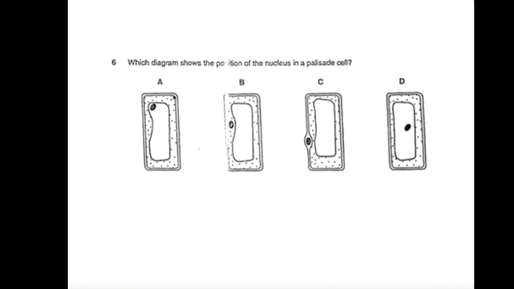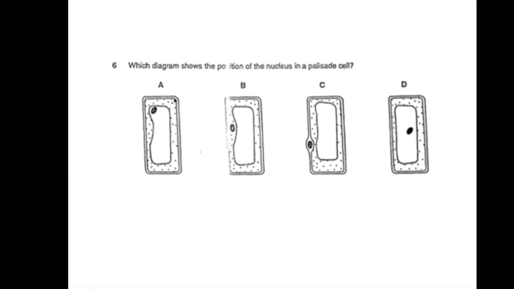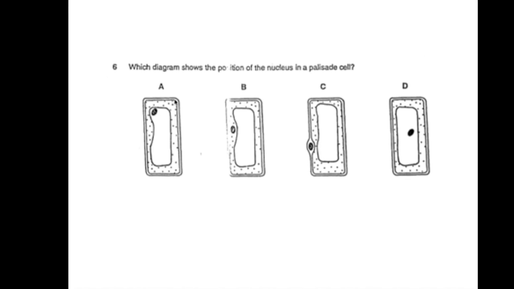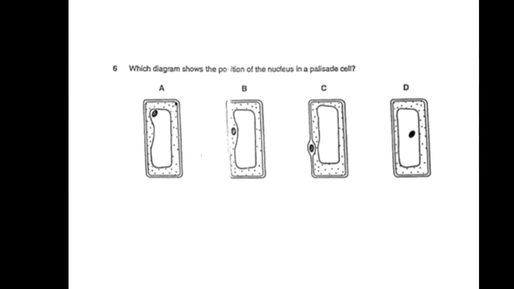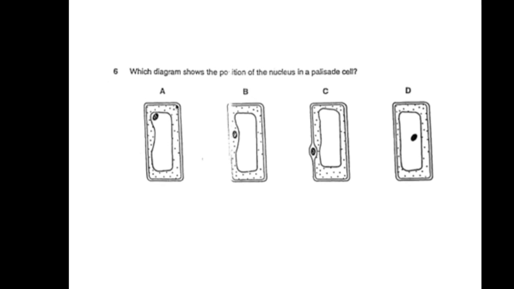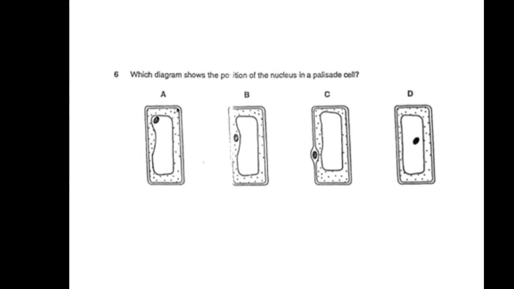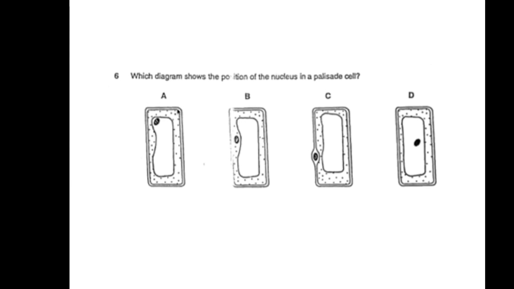Question number 6. Which diagram shows the position of the nucleus in the palisade cell? The most logical answer for this question would be B, because the nucleus for a palisade cell should only be found in the cytoplasm. So the answer for this question is B.